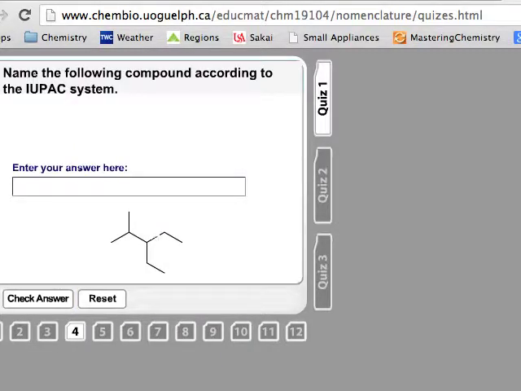And the ethyl comes first. So the ethyl group is on the 3rd carbon. So 3-ethyl, and then dash, 2-methyl, 1, 2, 3, 4, 5 pentane.